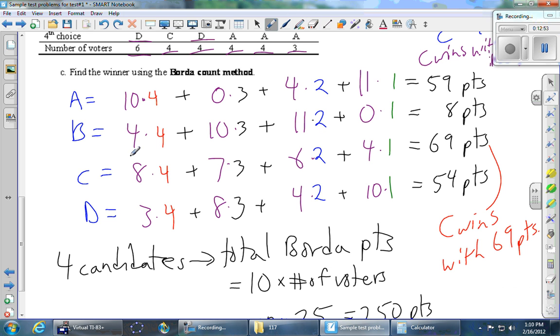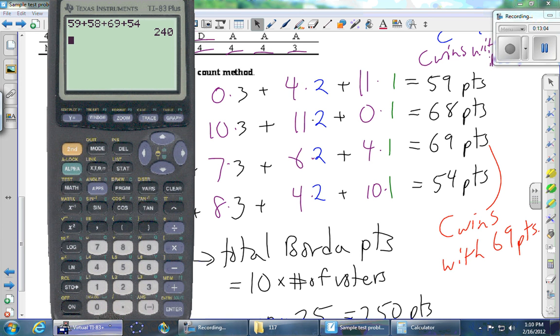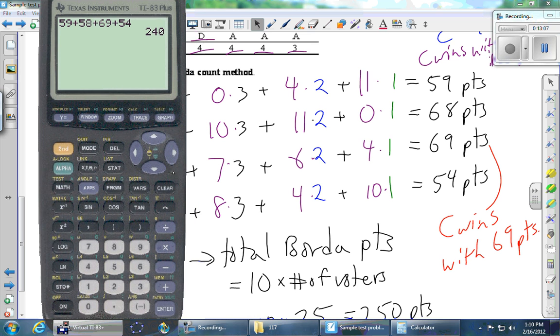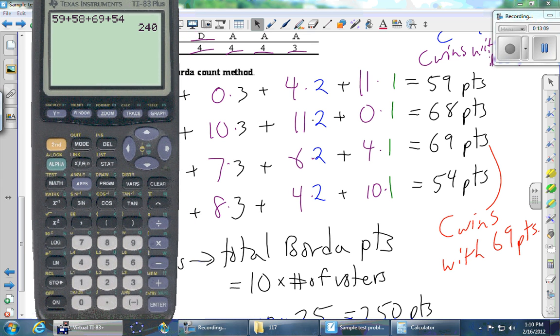So this race was closer than we thought. 68 points for B. C still wins with 69 points. But you can see a real life moment there where using this nice little check allowed me to find my mistake. So using the new totals, 59 plus 68 plus 69 plus 54, we were hoping to get 250 total. And if I type it in correctly, we will.